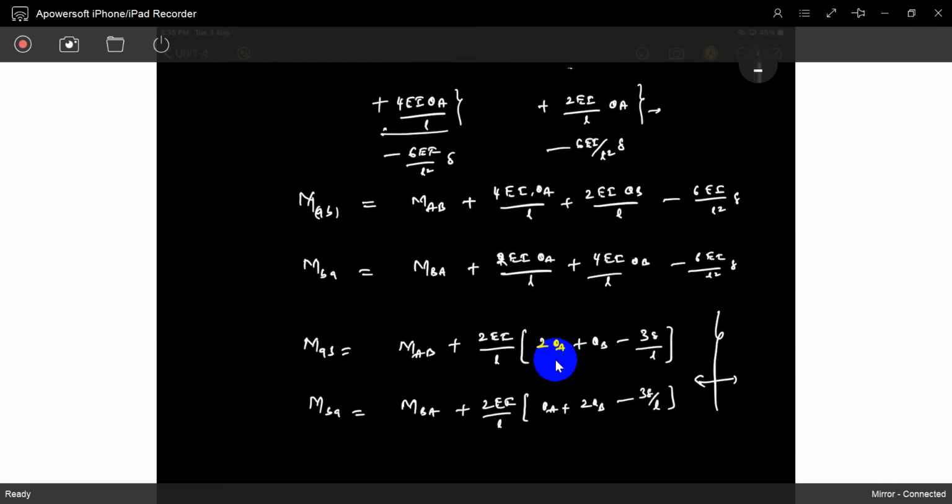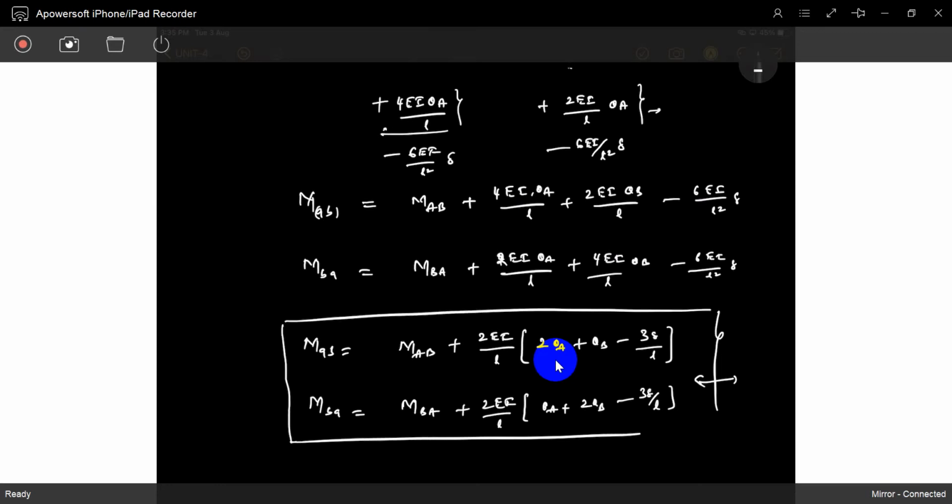Is it understood? So that's it. You can include everything. Everything means A and B may experience rotations, and also A and B supports may experience differential settlement, delta. So if joints A, B experience differential settlement also, we include it. That's it. You can find out the exact moment at the end by these equations.